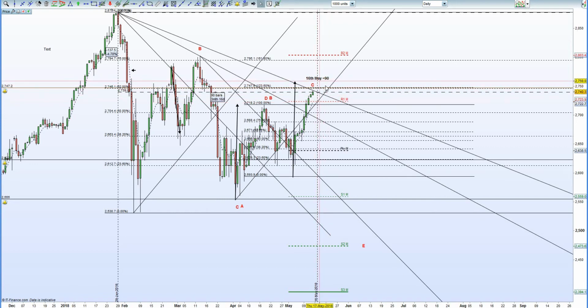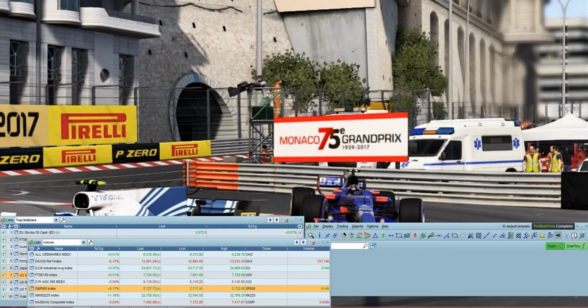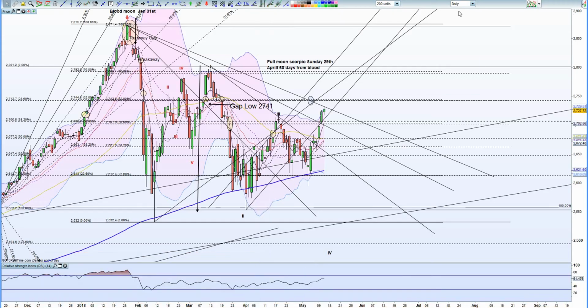16th of May is a 90-day squared cycle, so we could very well get a rally today and tomorrow, but I'm looking at Wednesday for the end of this leg to terminate and a corrective retrace to go back. Now, looking further ahead, where are we possibly going to move with this?